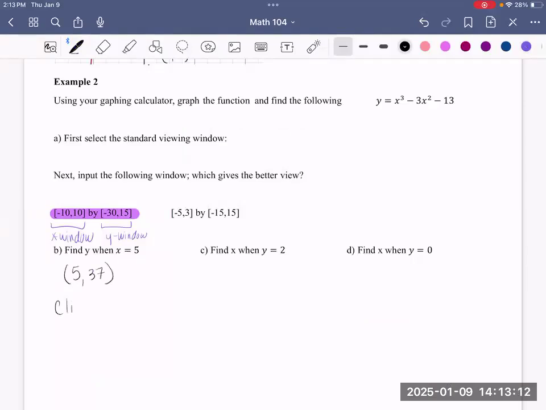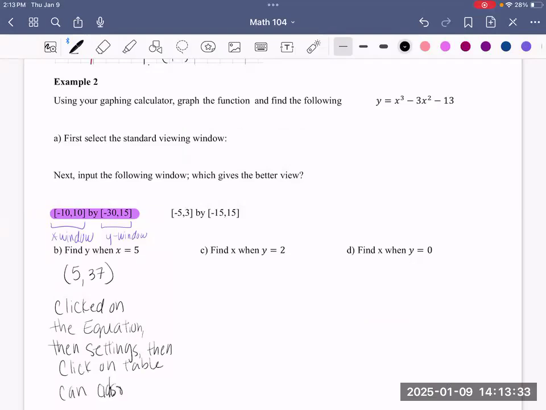So we clicked on the equation, then settings, then click on table, and also find algebraically. Now let's try it again with C.